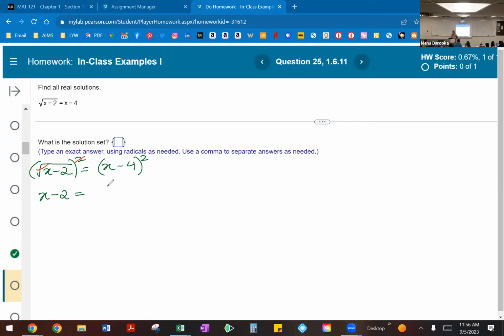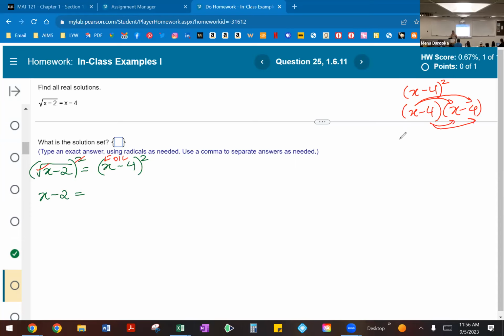We will need to use FOIL on the right-hand side. So this is going to be x minus 4 to the 2nd power. Do not give me x squared minus 16. I will whoop your butt. This is FOIL. That means you're writing this out as x minus 4 times x minus 4, right? You repeat that, and then you do your little first, outer, inner, last calculation.